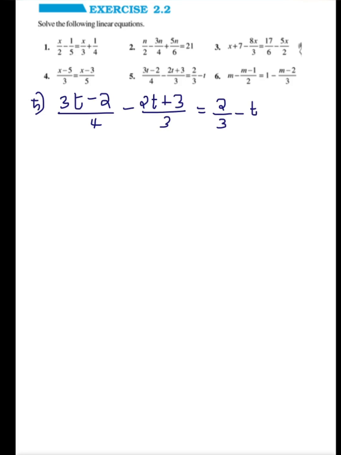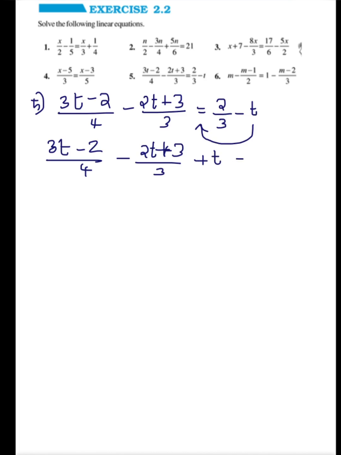3t minus 2 by 4 minus 2t plus 3 by 3 equals 2 by 3 minus t. Okay, so here first you have to separate the variables. Let's take the variables to one side. That is 3t minus 2 divided by 4 minus 2t plus 3 divided by 3, and you have to take this t to the other side. So minus t will become what? Plus t. Okay, equals what? 2 by 3.